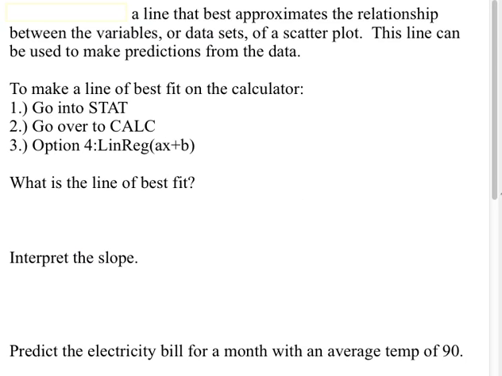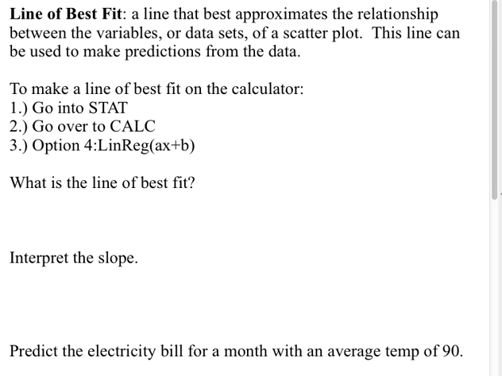All right, so first step done. We have our scatter plot. But there's a lot more to it than just a scatter plot. We want some numerical ways to describe this data and relate this data. And that's what the line of best fit is. It's the line that best approximates the relationship between the variables or data sets of a scatter plot. This line can be used to make predictions from the data.